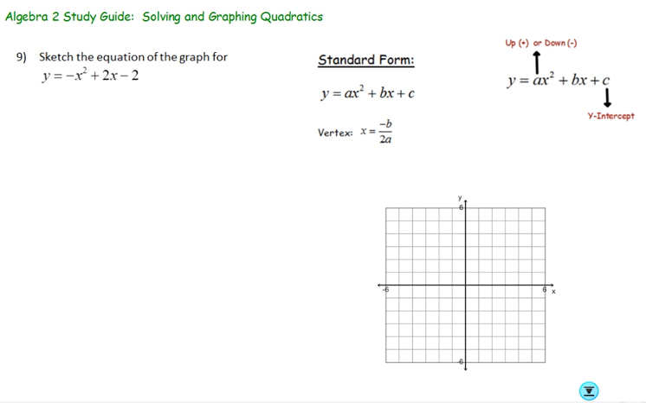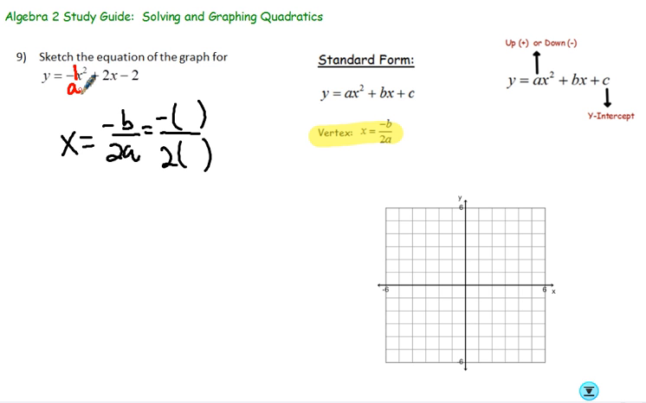How we figure out the vertex is we have to use our little -b over 2a. That's how we figure out what the vertex is when it is in standard form. All right, so let's take x equals -b over 2a. Let's identify our A, B, and C. Actually, we don't even need to know C. We just need to know A and B. So there's your A, which is a -1. There's your B, which is a +2.